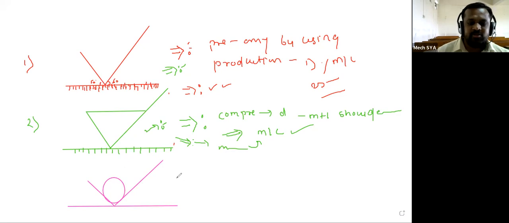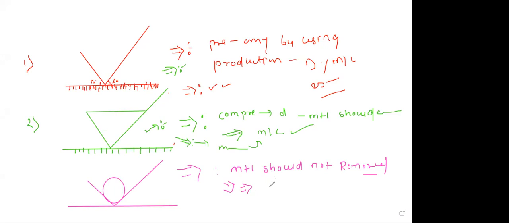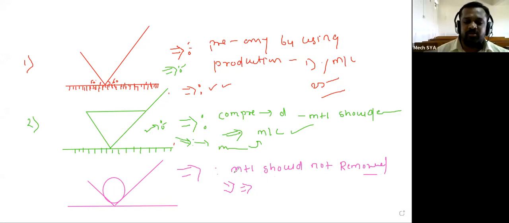If such a symbol is there in your drawing, you have to understand that you have to prepare the component, but during the preparation of that component, the material should not be removed. Then tell me which method we have to use for production. Casting, forging, like this. Such methods we have to use for production.